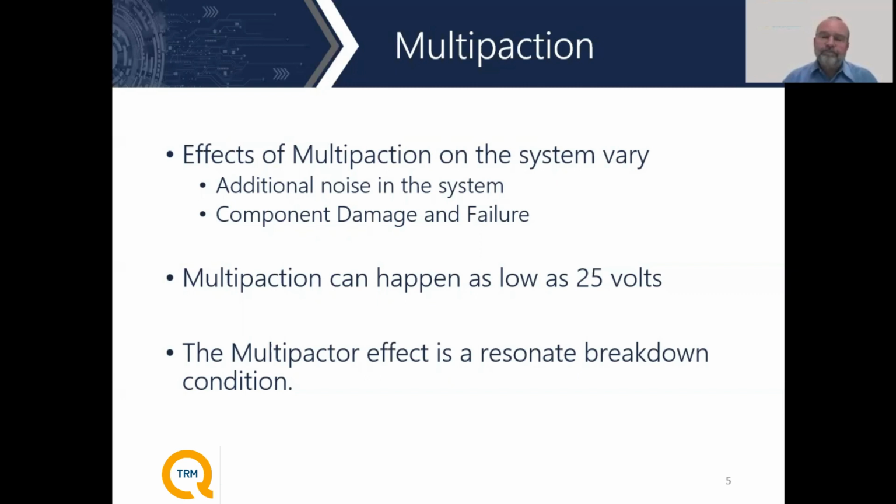Okay, so you mentioned that several things have to happen. Maybe could you just tell us, how does multi-impacting actually happen?